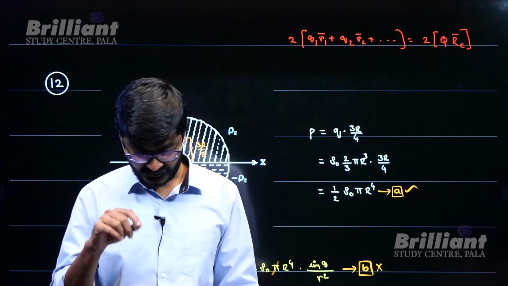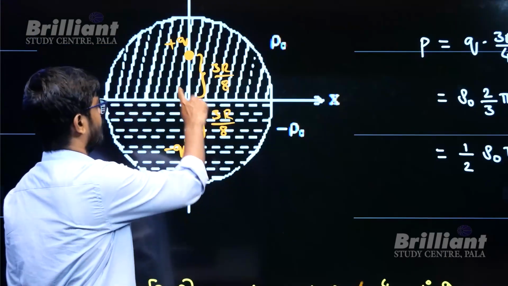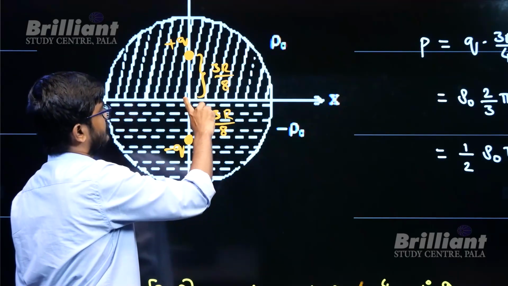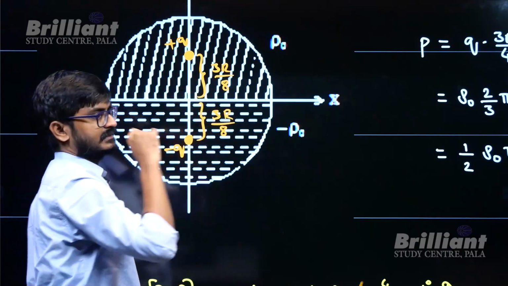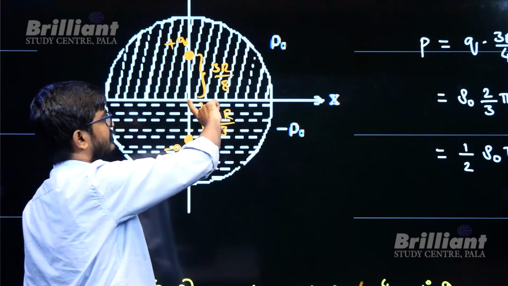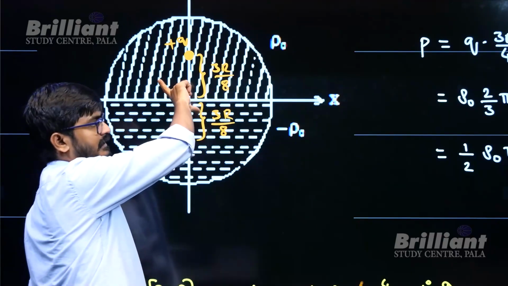First of all, if I want to calculate the dipole moment, I will take some positive charge here and the same amount of negative charge here. So this total q into this total distance, let me say q1 at r1 minus q1 at r1. So what is the dipole moment? The dipole moment will be q into 2r1.